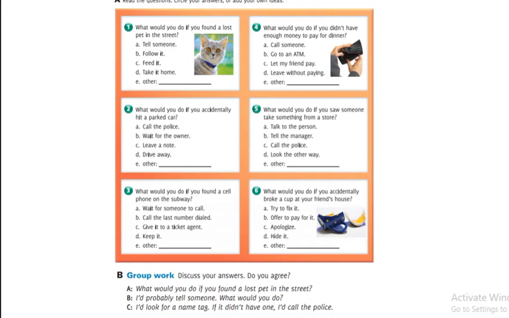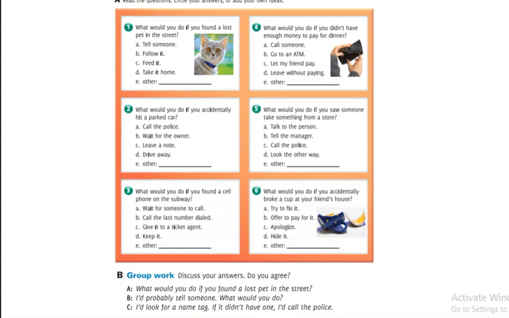Wait for someone to call. What would you do if you didn't have enough money to pay for your dinner? Call someone, go to the ATM, let my friend pay, leave without paying. No, I think that I would go to the ATM. And then, what would you do if you saw someone take something from a store? Talk to the person, tell the manager, call the police, look the other way. I would call the manager. Then, what would you do if you accidentally broke a cup at your friend's house? Try to fix it, offer to pay for it. I think that I would apologize and offer to pay for it.